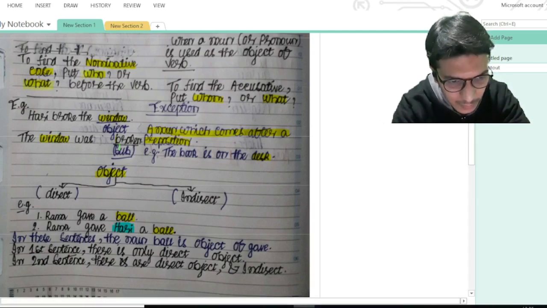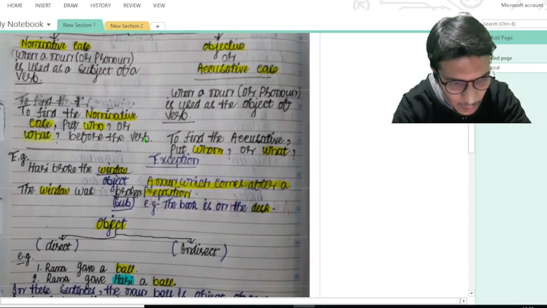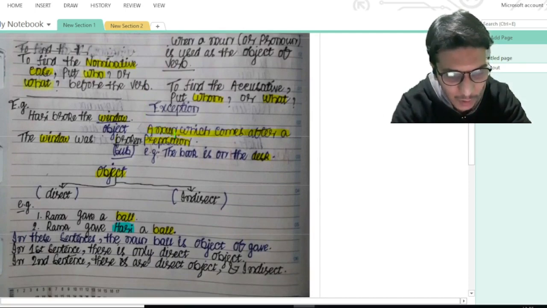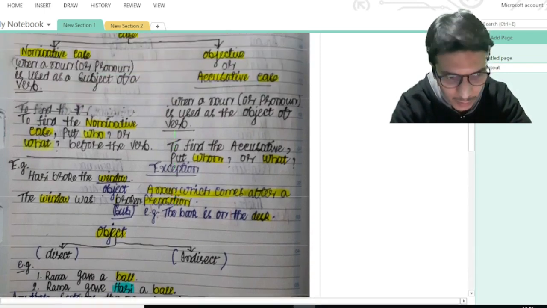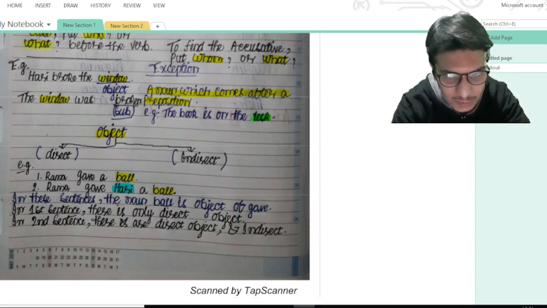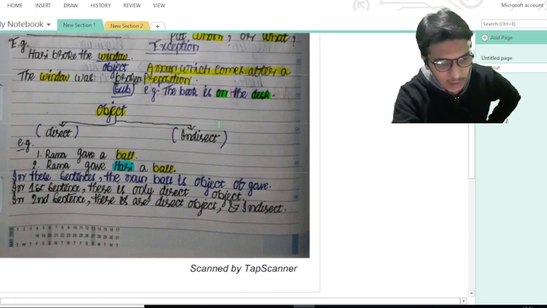There is an exception to the objective or accusative case: a noun which comes after a preposition is also called accusative case or objective case. The book is on the desk. Here desk is accusative or objective case, because it comes after the preposition on.